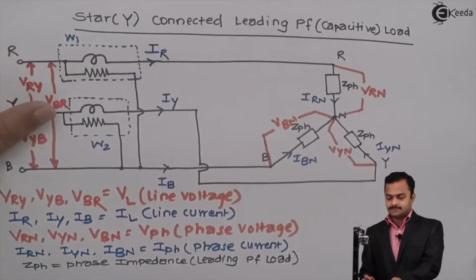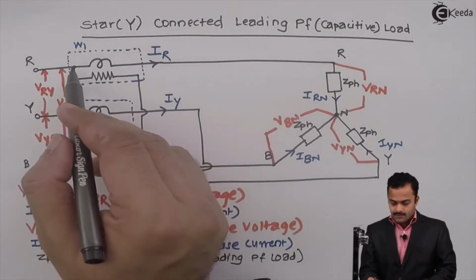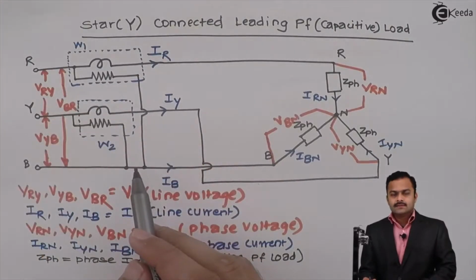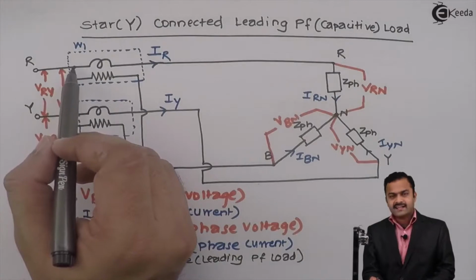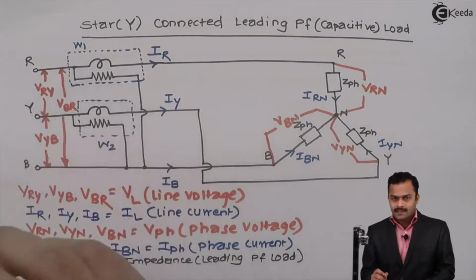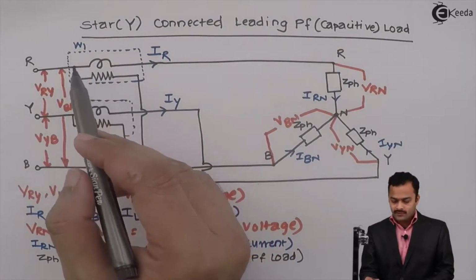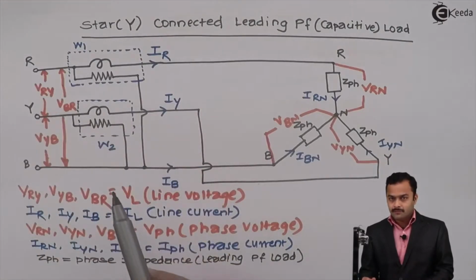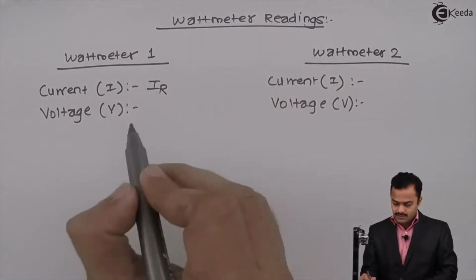Let's check voltage. The voltage coil is connected between R and B, so it should be VRB. We cannot say VBR because current is entering in this direction, so this will acquire a positive polarity. Hence, the voltage measured by the voltage coil of wattmeter 1 will be VRB. It is not VBR. So here I will write that the voltage for wattmeter 1 is VRB.